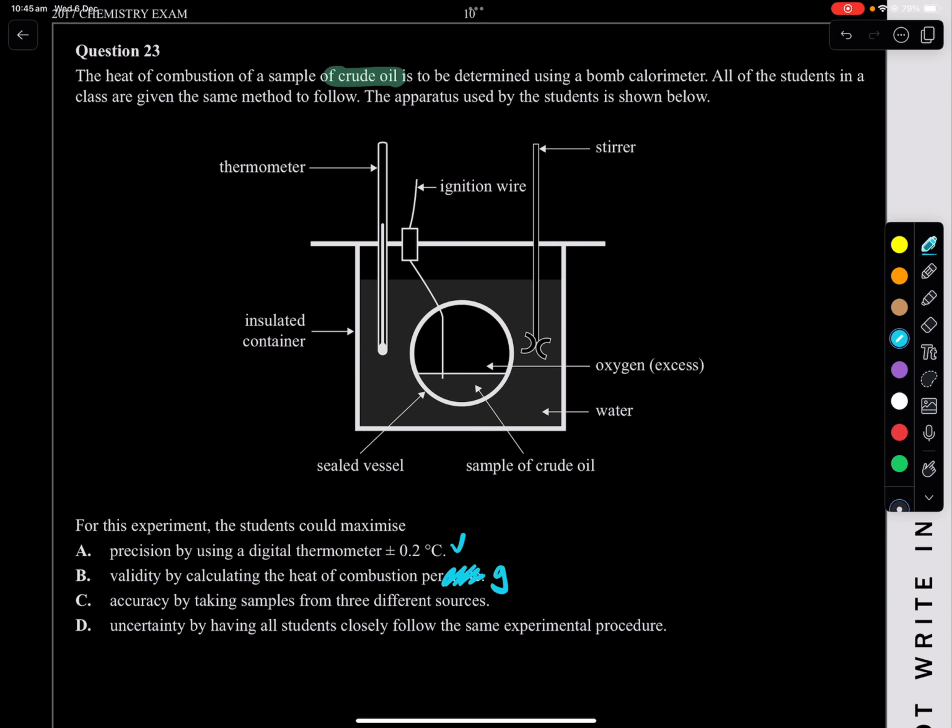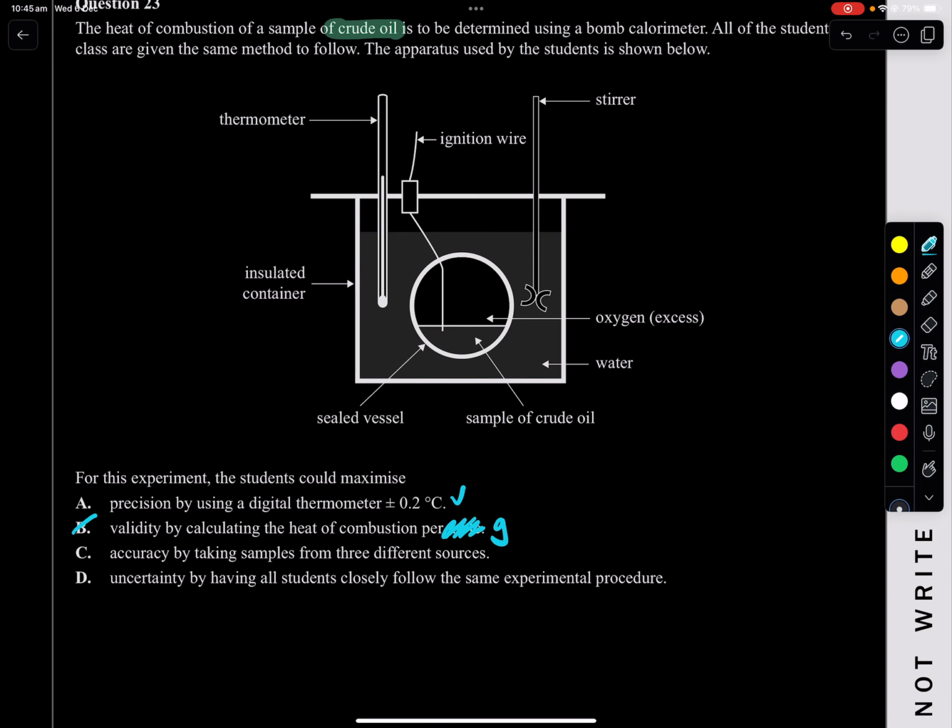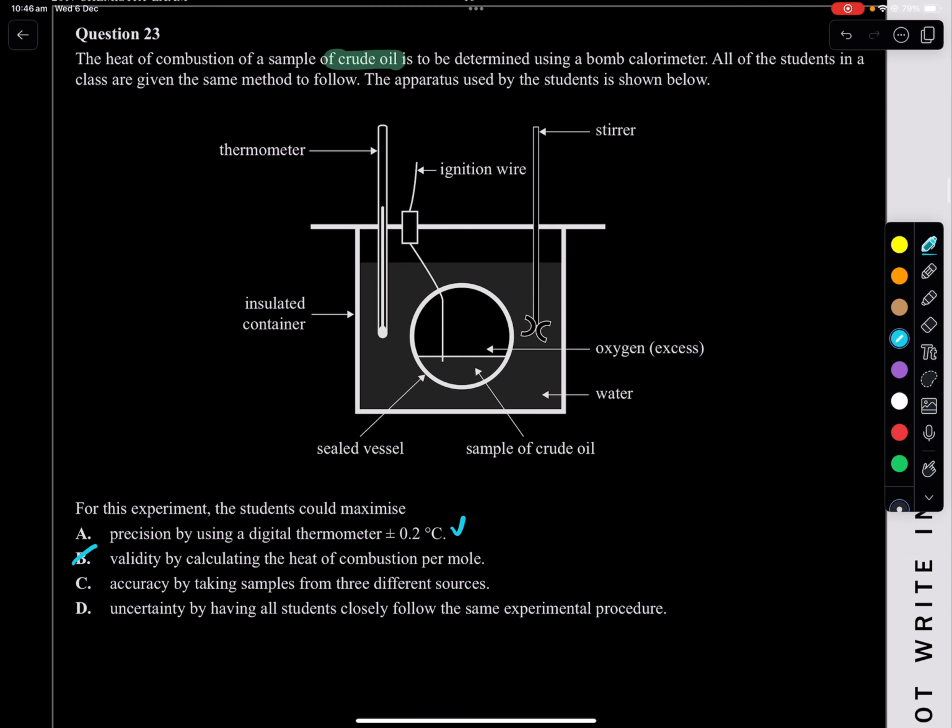Using per mole is not a great way. It's not valid, pretty much. What we're saying is that it's not valid. We are decreasing validity, so that was wrong. Be careful, yeah? Per mole, we need to think it's crude oil.